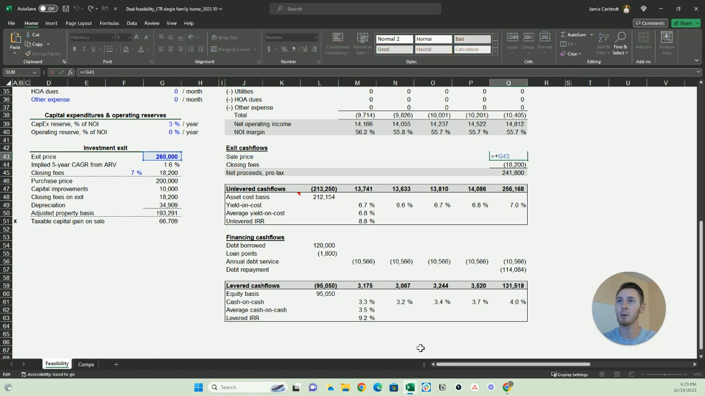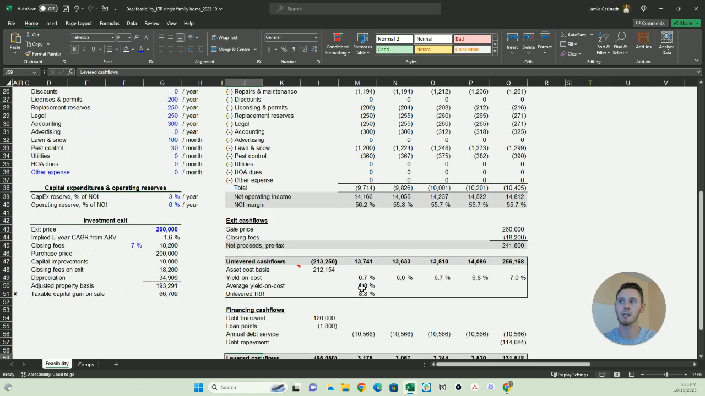So our exit sales price here is $260K. Our closing fees are those. And then our net proceeds pre-tax. So we're not even looking at taxes here for the feasibility. Our pre-tax net proceeds is about $242,000. So now we want to look at the unlevered cash flows for the deal, as well as the levered cash flows and the financing assumptions for the deal.